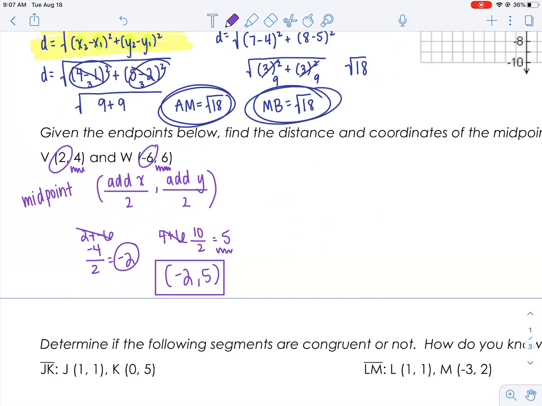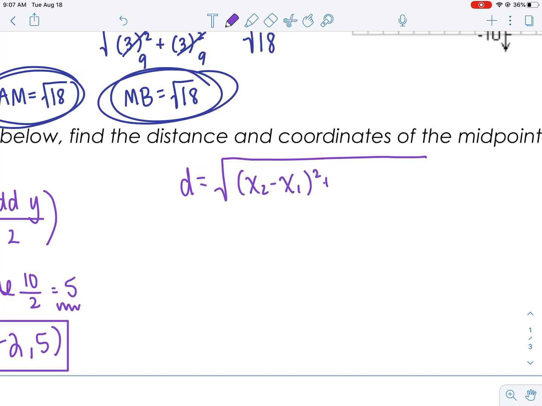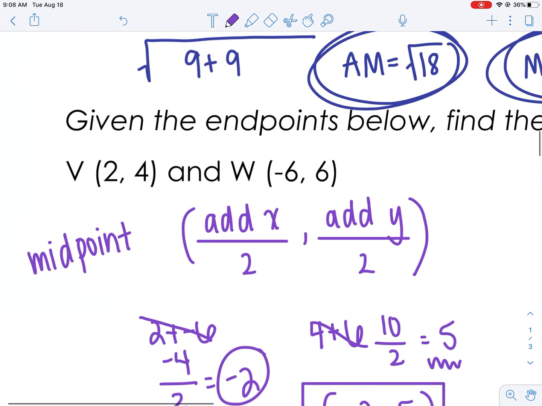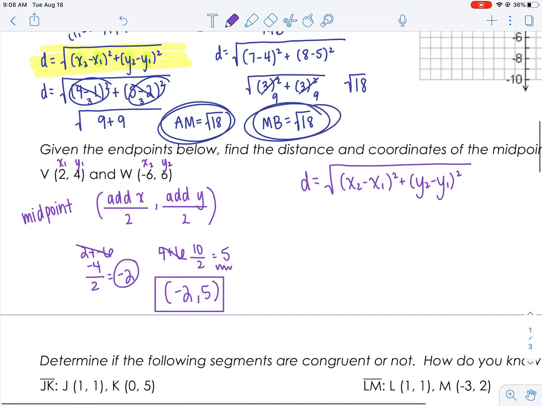So now I need to find the distance. Remember, distance is that kind of crazy long formula. So D equals a really big square root, x2 minus x1 parentheses squared plus y2 minus y1 parentheses squared. So I'm going to label my points and then go through and start filling things in. My first one's going to be x1, y1. My second one's going to be x2, y2. Then I'm going to start filling things in.